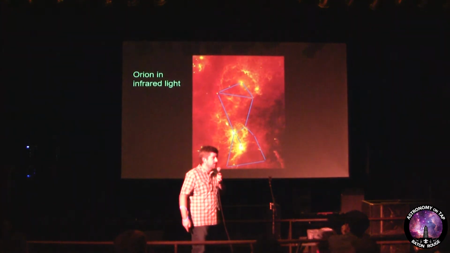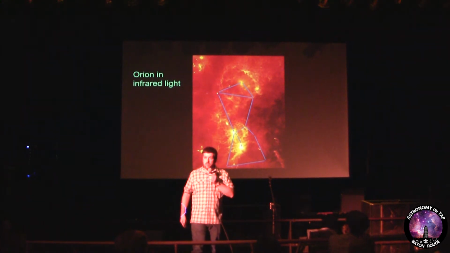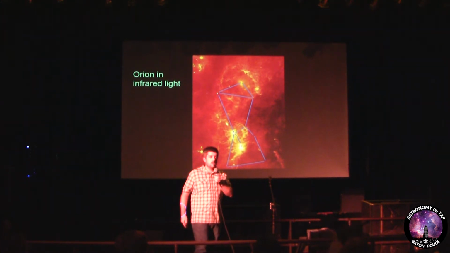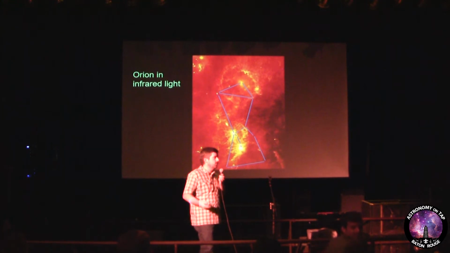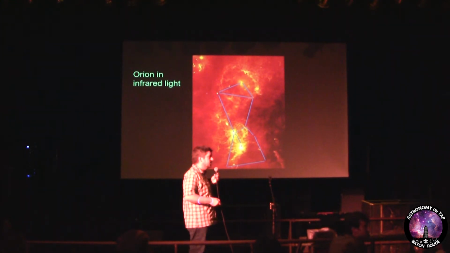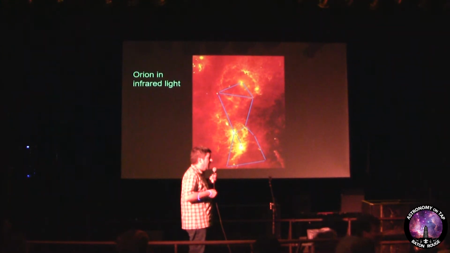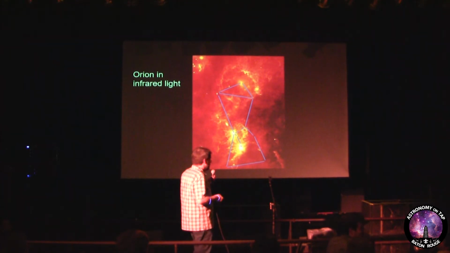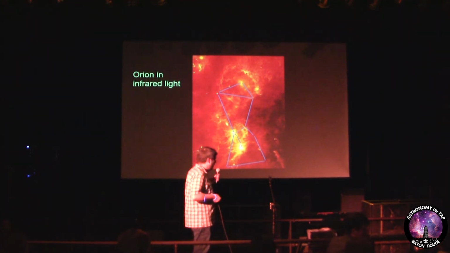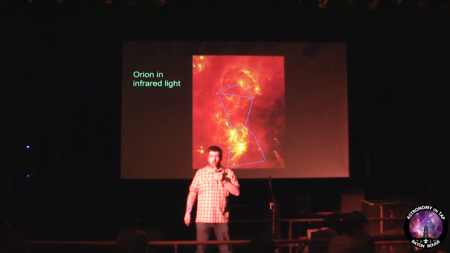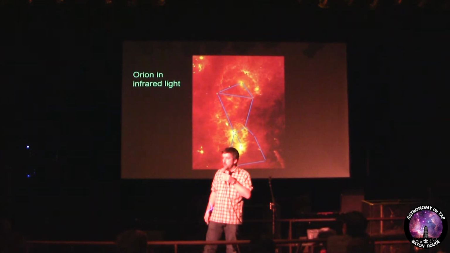And here's what happens if you look at Orion not in visible light, but in infrared light. Star formation is kind of an infrared field. We use light we can't see with our eyes. Its energy is just a little bit too low for our eyes to pick up. But when we look at infrared light, we're seeing the cold universe, these dusty star-forming regions.